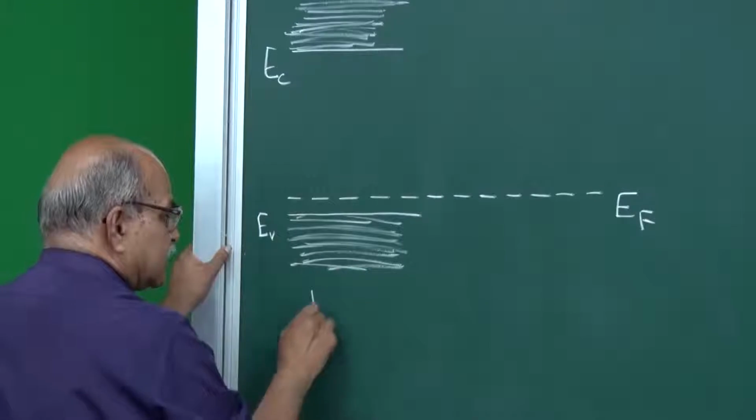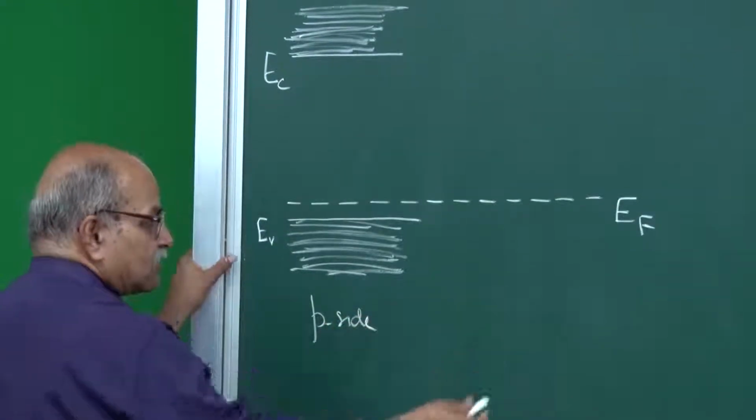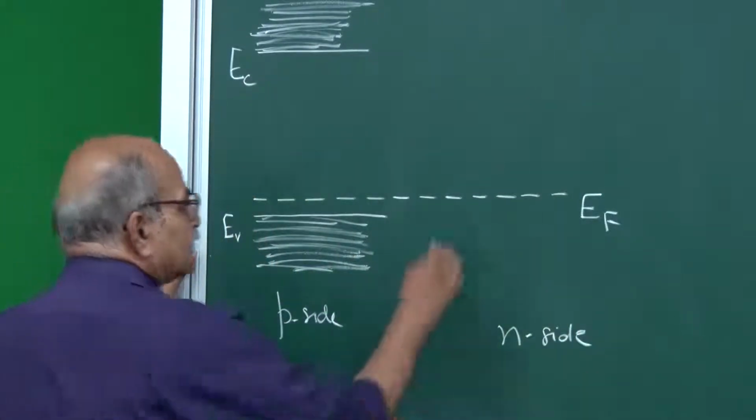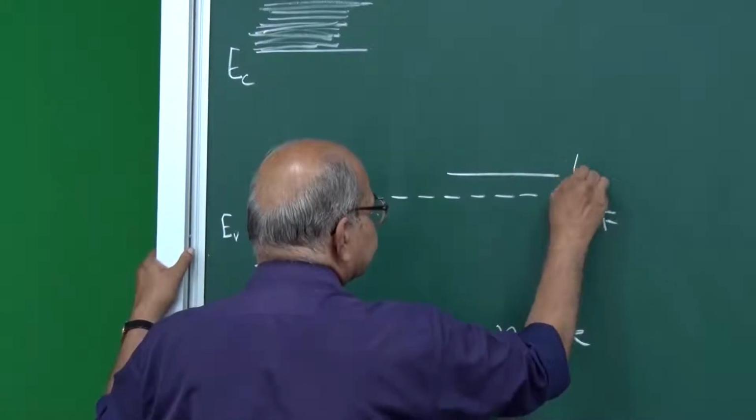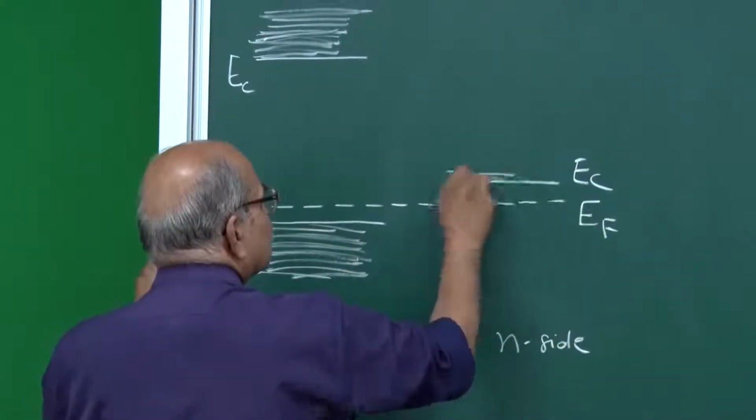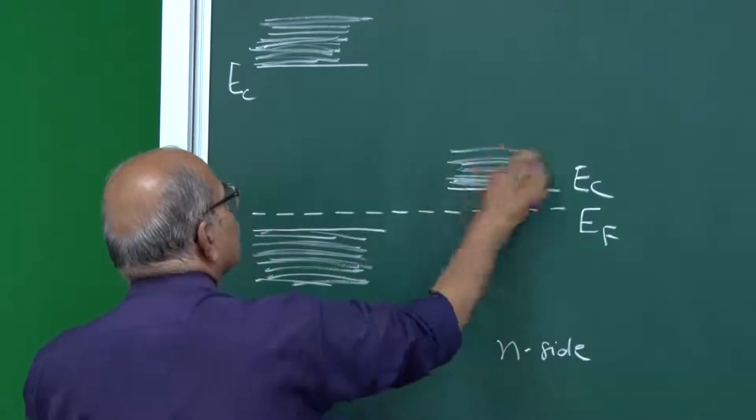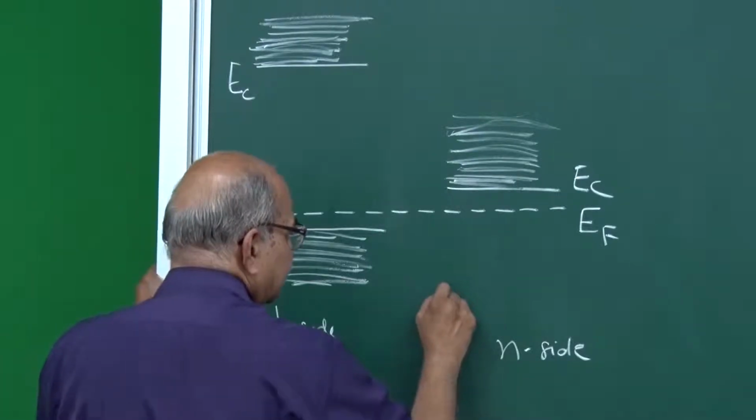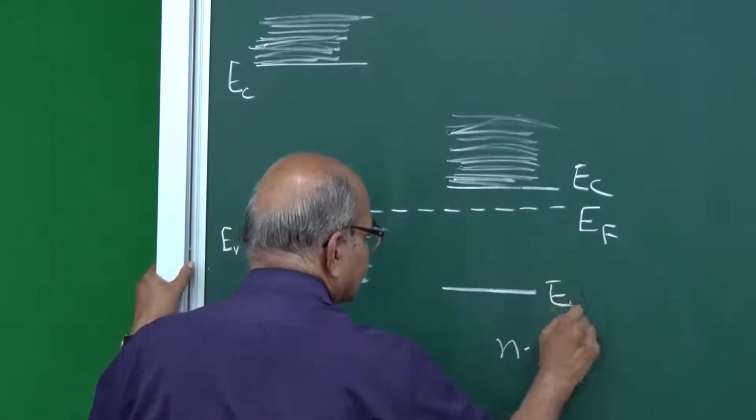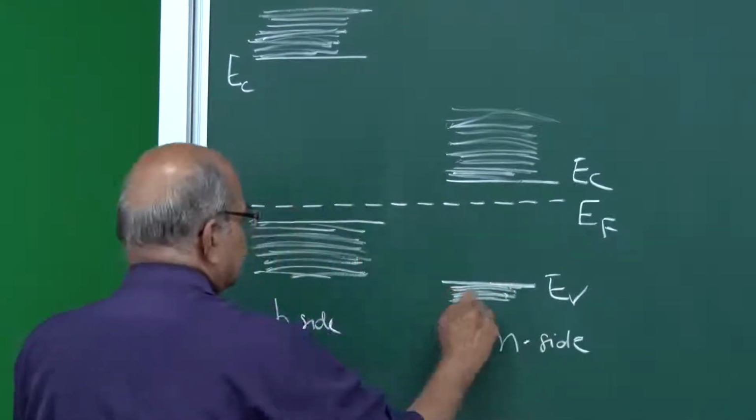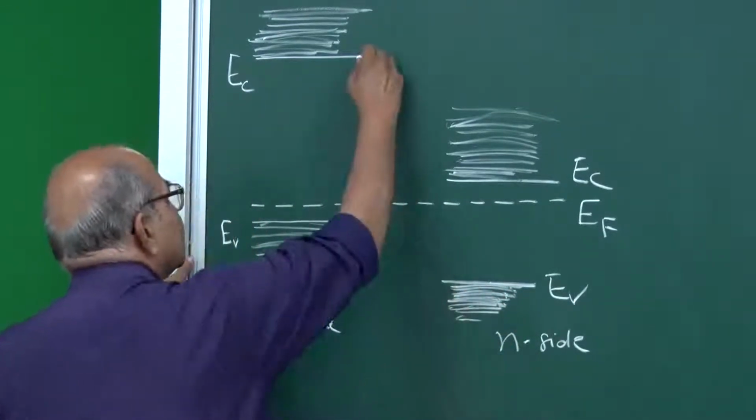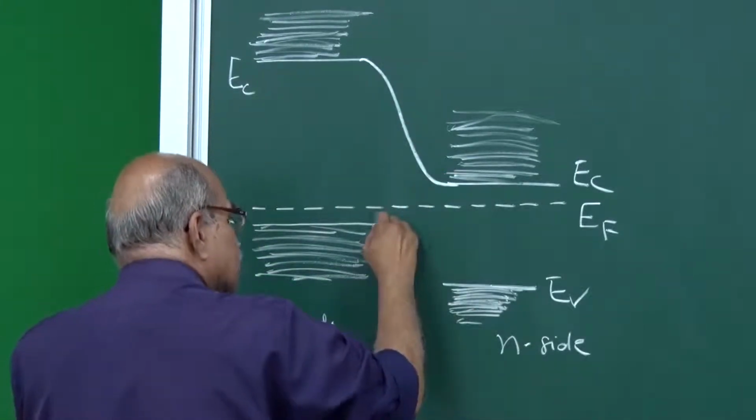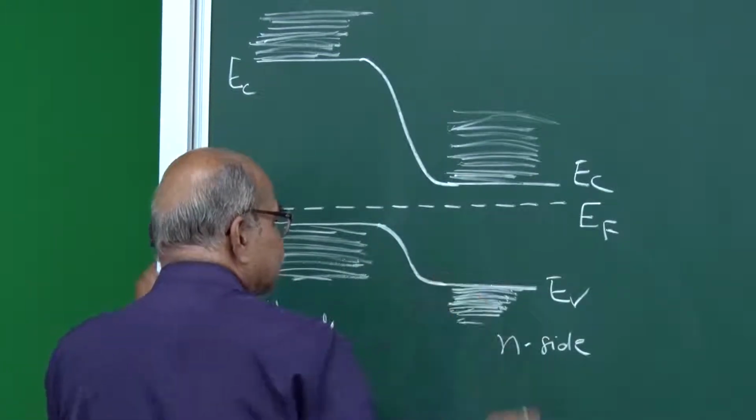So, this is our p side, whereas for the n side, the Fermi energy is close to the conduction band. So, this EC is here, and all these quantum states are here. These are the conduction band, and EV, the valence band, will go somewhere here, and you will have these valence band quantum states. Then it bends and joins with this EC. This bends and joins with this EV, and so on.